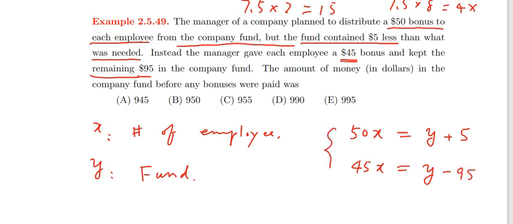So we have these equations. If we give everybody $50, then y is not big enough, we need to add 5, right? If we give everybody $45, then y is big enough, so y can be reduced by 95, right? Okay.